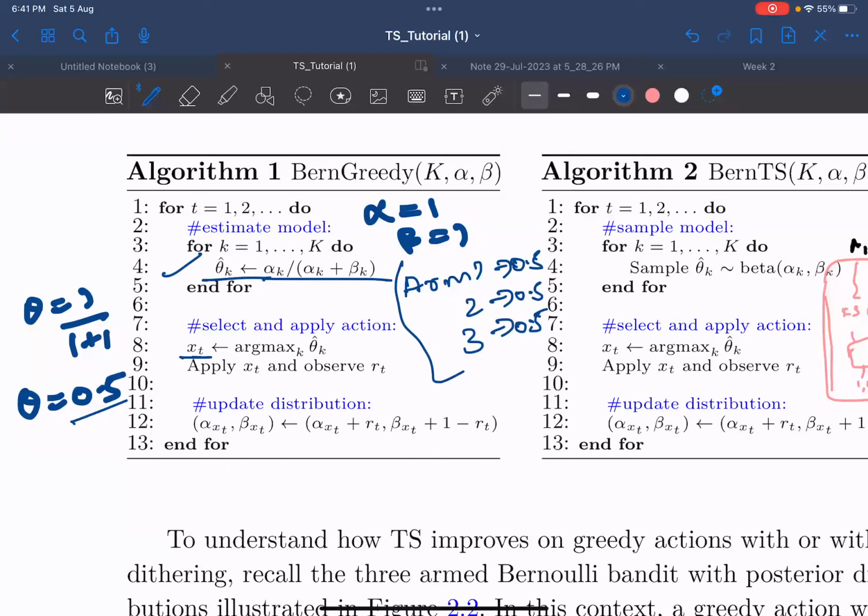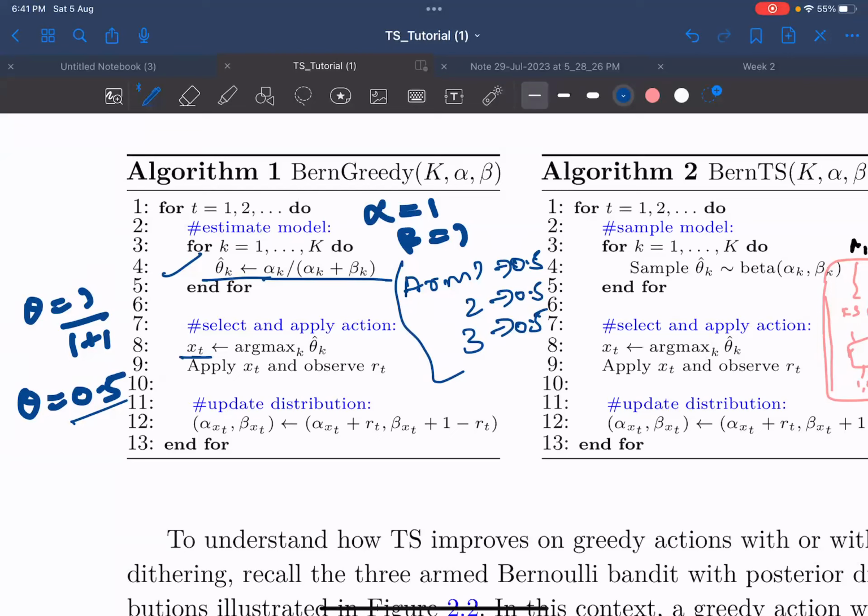0.5. So is it 0.5 or something else? Why will it give an arm? An arm will be selected at random. Why will it not give 0.5 and an arm? Oh, okay.